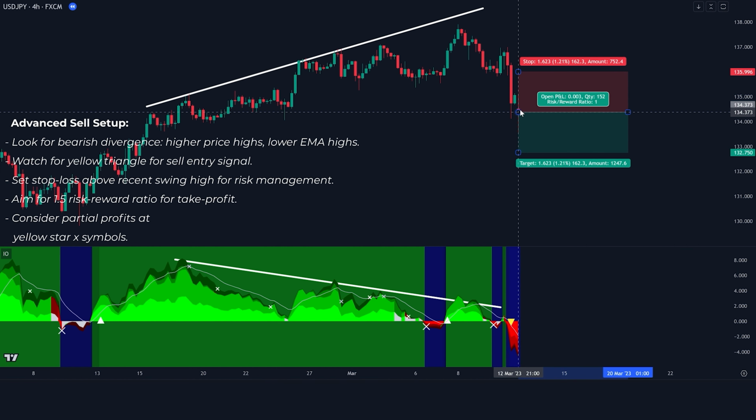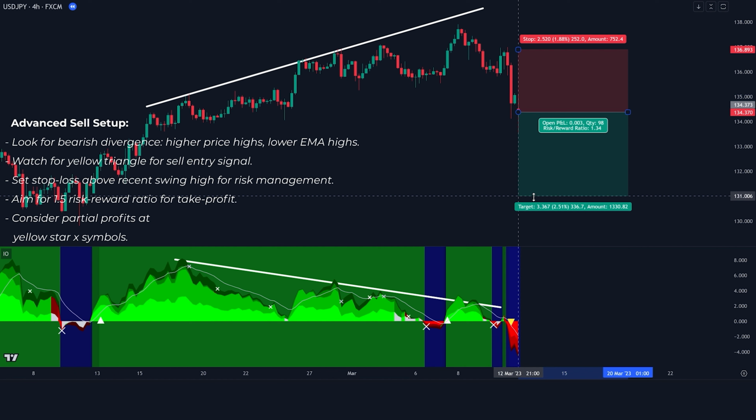For risk management, it's advisable to set a stop-loss order above the recent swing high to safeguard against potential losses. To establish a take-profit level, target a minimum risk-reward ratio of 1.5, adjusting the take-profit level accordingly to ensure a balanced approach to risk and reward.